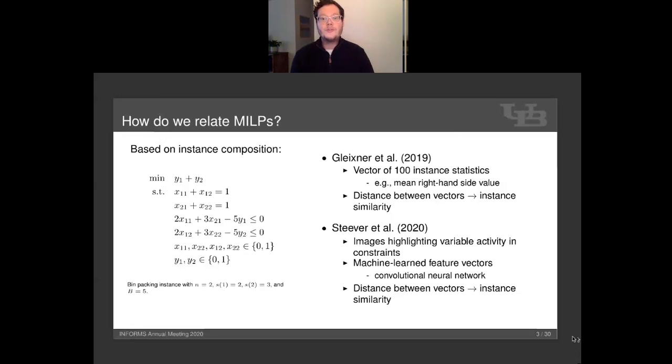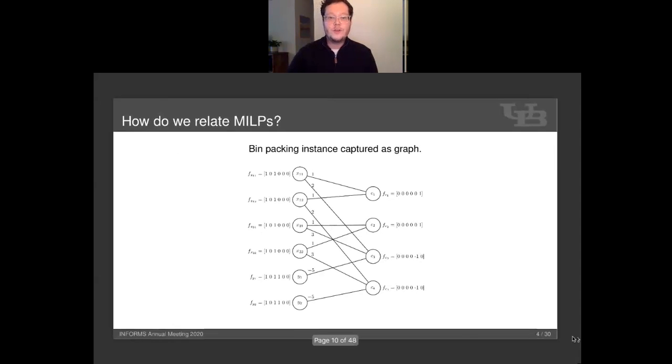And so we introduce in this work a new surrogate representation for MILPs, which is an exact representation for an instance, and we use this representation to learn MILP structure and classify MILP instances. And this representation we refer to as MILP graphs. So this is actually the graph which exactly captures the bin packing instance we saw on the previous slide.